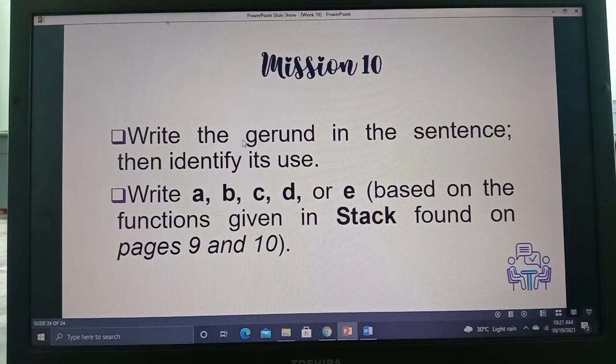Again, ira-write nyo muna yung gerund. Then, i-identify nyo siya kung saan ba kabilang yung gerund yun. Sa A ba? Sa B? Sa C? Sa D? Or sa E? So, yun yung gagawin nyo sa mission 10.